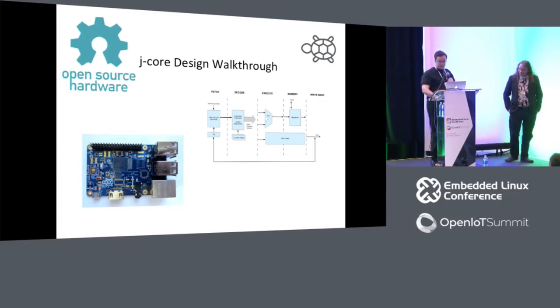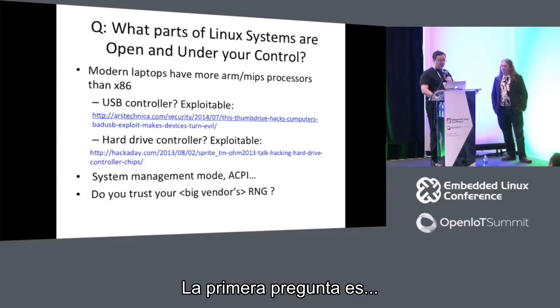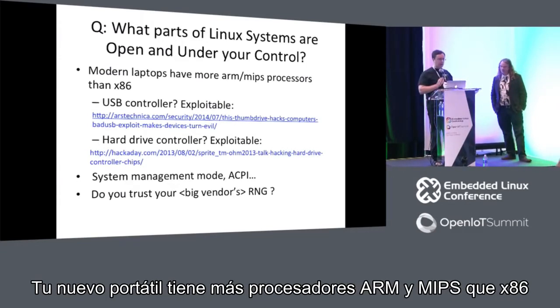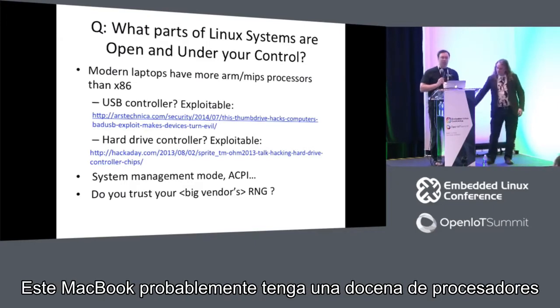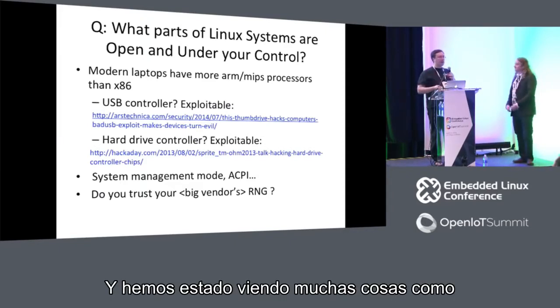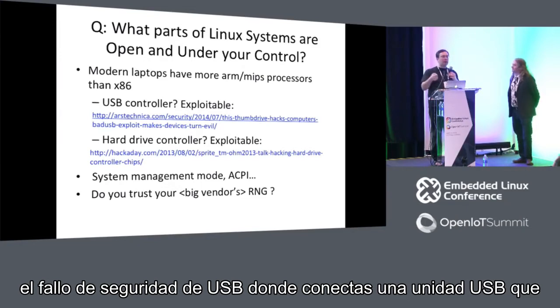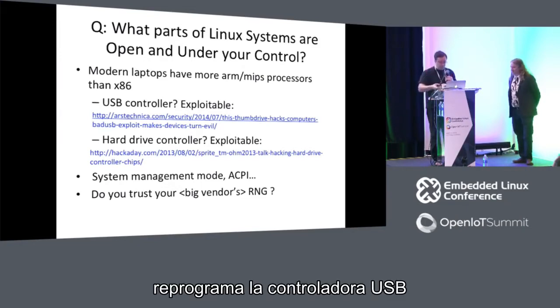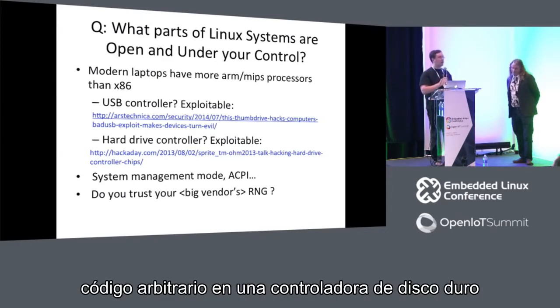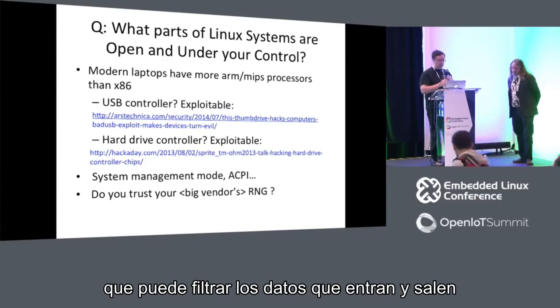So, first question is, if you ask yourself, what parts of a Linux system are under your control? Your modern laptops have more ARM and MIPS processors than x86. This MacBook probably has a dozen processors in it other than the CPU. And we've been seeing a lot of things like the BadUSB exploit, where you plug in a USB drive that reprograms the controller in USB. Here's an example of somebody running arbitrary code on a hard drive controller that can filter the data coming in and out of the thing for you.